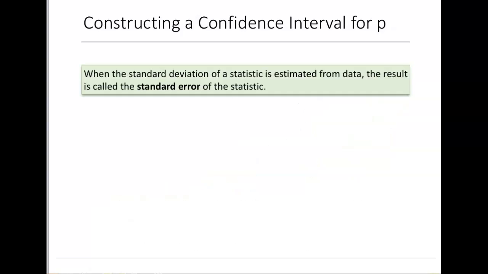All right. And this is something I already said, right? When the standard deviation of a statistic is estimated, we call it the standard error instead of the standard deviation, right? Because standard deviation uses the true population parameter that we don't actually know.